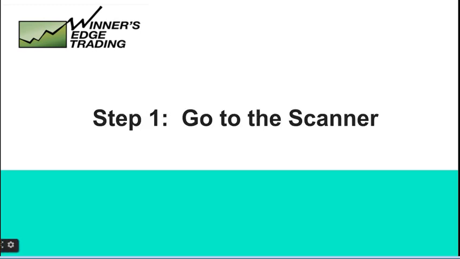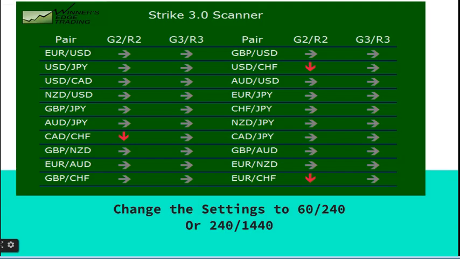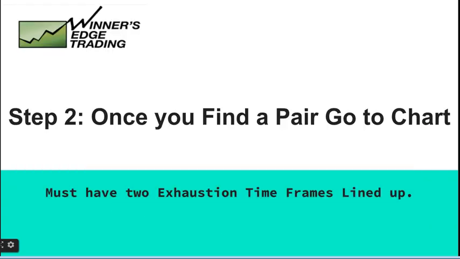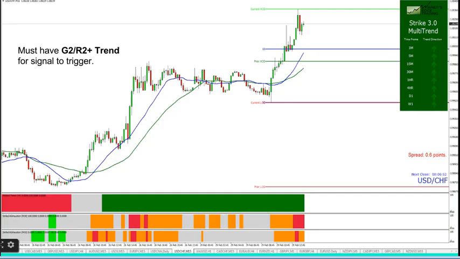So the first thing you do, just like always, is you go to the scanner. You can check that out, and then once you find a pair, you go directly to the chart, and you've got to have two exhaustion time frames lined up. So let's look at a setup that just occurred. This is the USD Swiss on a 15-minute time frame. The first thing is the G2 on the 30 and the G2 on the 15. Okay, you see that time frame?